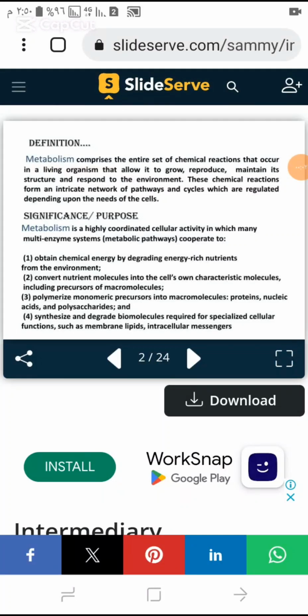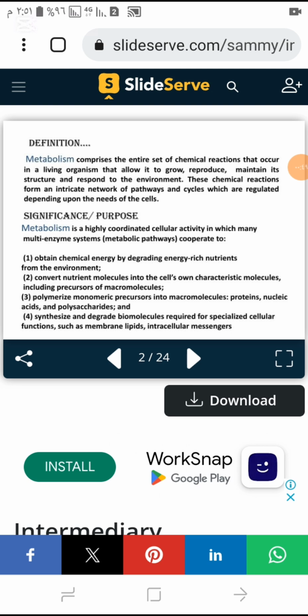Studying carbohydrate metabolism, we first would like to have a word or two on metabolism in general, what it means and what are the functions of metabolism. Metabolism comprises the entire set of chemical reactions that occur in a living organism that allow it to grow, reproduce, maintain its structure, and respond to environment. These chemical reactions form an intricate network of pathways and cycles which are regulated depending upon the needs of the cell.